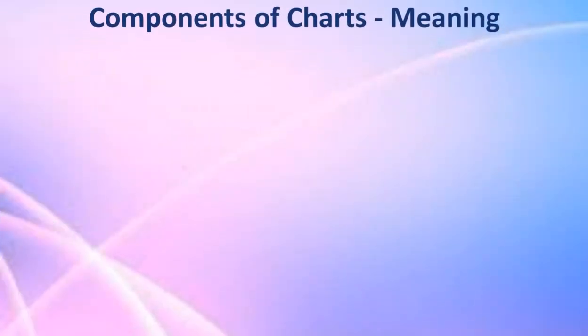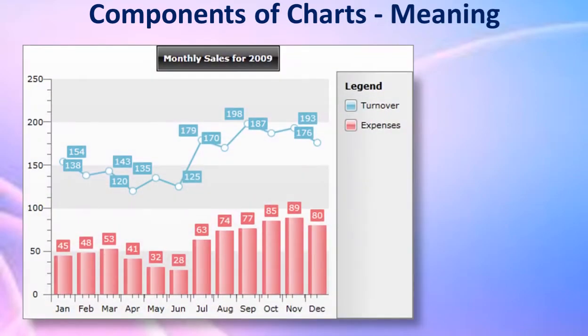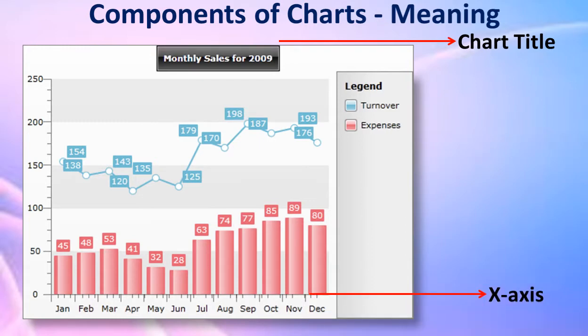We will now see the components of charts in detail. This is a basic chart. Chart title describes the chart. The x-axis stands for the category axis and it is the horizontal axis. The subject of analysis is plotted against the x-axis. Y-axis refers to the value axis and it is a vertical axis that is used to plot the values.